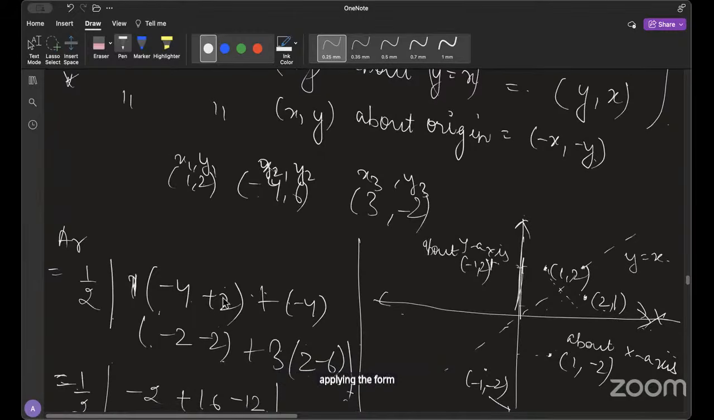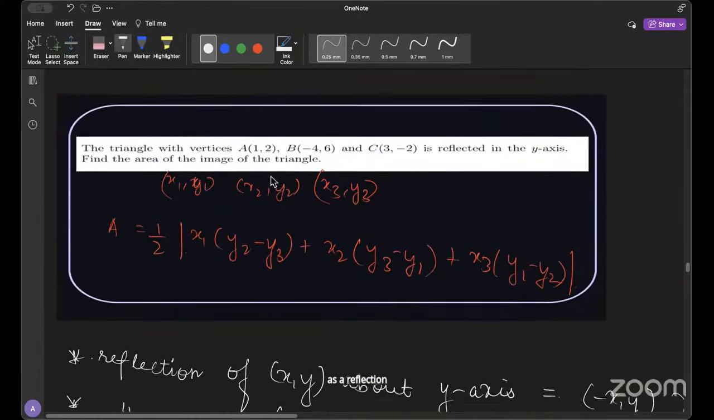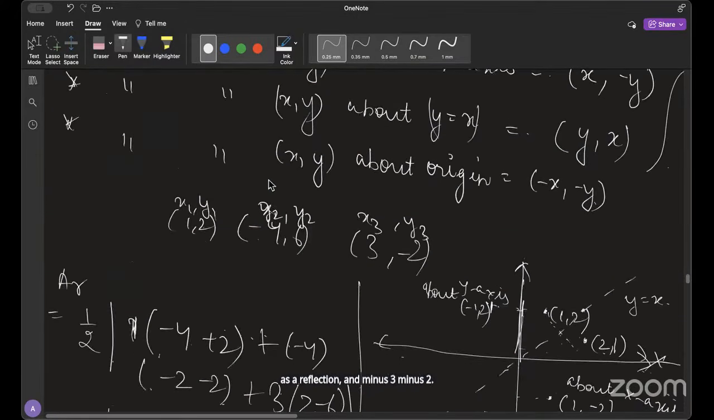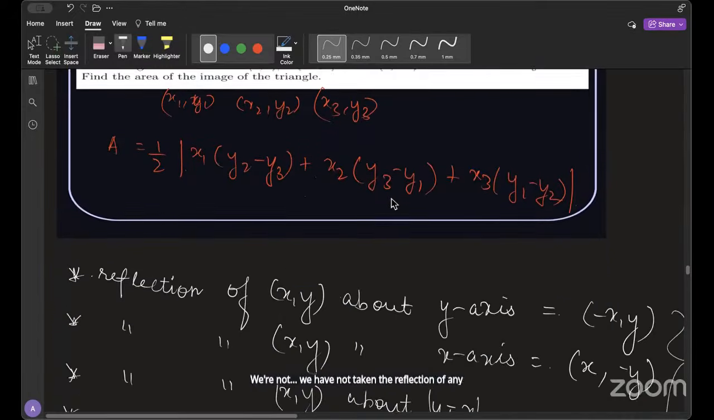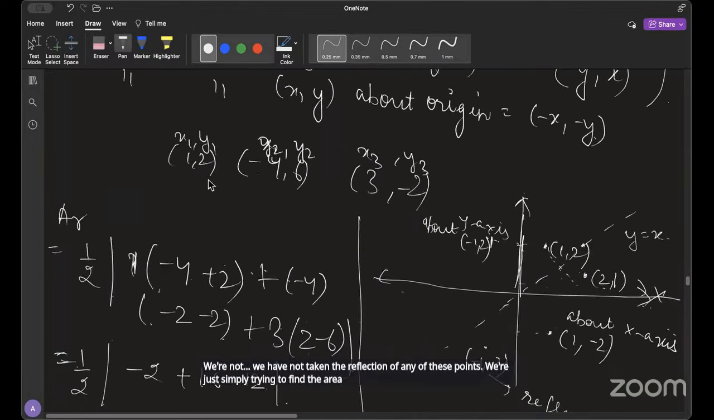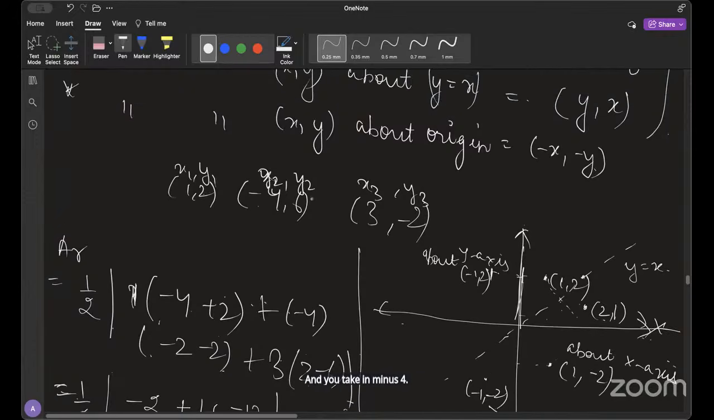Applying the formula. Yes, I guess as you are taking the reflection about the y-axis, minus 4 and minus 6 is already in the region, but ideally we should be taking minus 1 and 2 as a reflection, and minus 3 minus 2. We have not taken the reflection of any of these points. We're just simply trying to find the area using these 3 points. Okay. Ma'am, y2 is 6 and you have taken minus 4, ma'am, in the first bracket. Yes, ma'am.